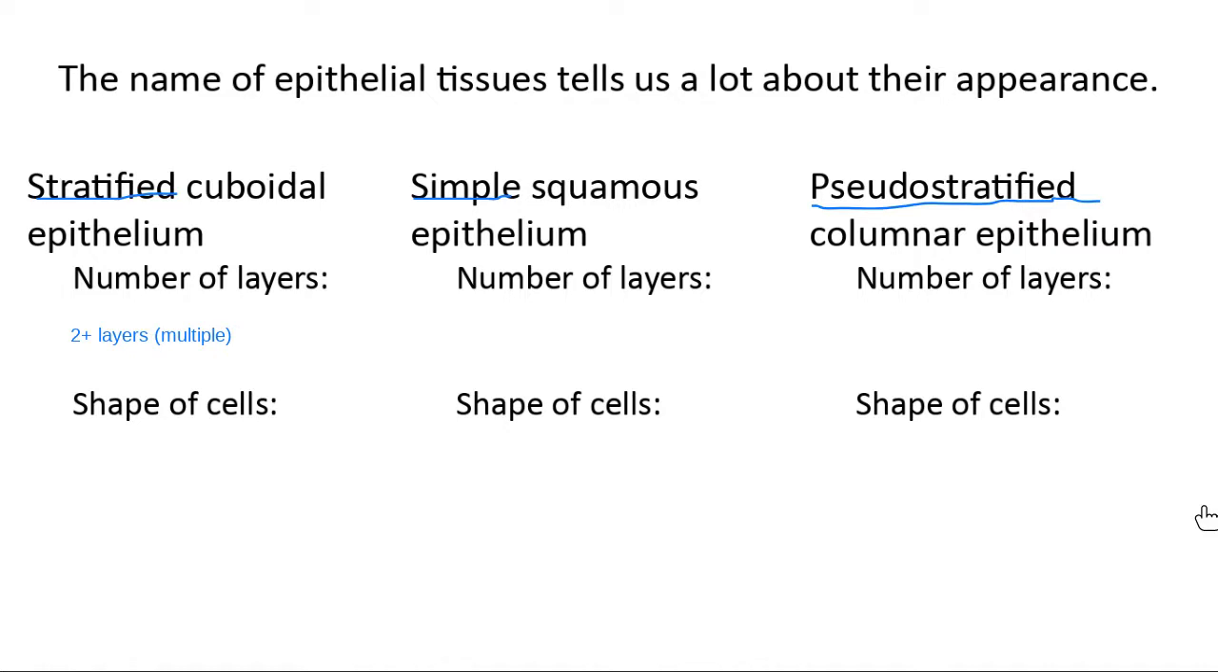Hey, which of my words over here, simple or pseudo stratified, which of those means there's only one? What's my word that means there's only one layer? Exactly. Yep. So simple means there's one layer. That word simple in its name means that there's just one layer of those cells. So simple tissues are going to be the thinnest tissues or the smallest tissues because there's just one layer of cells.